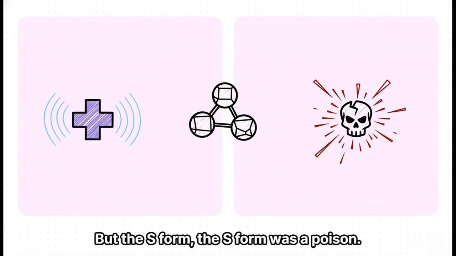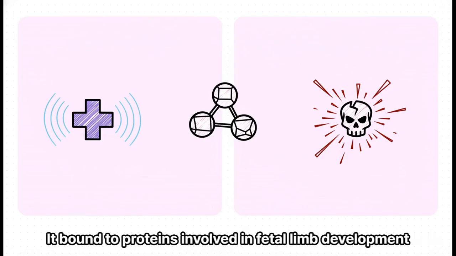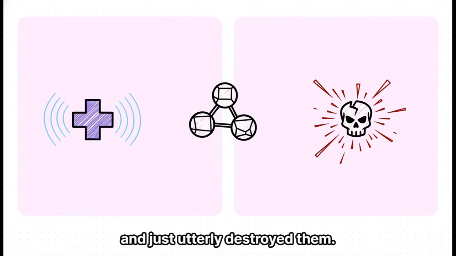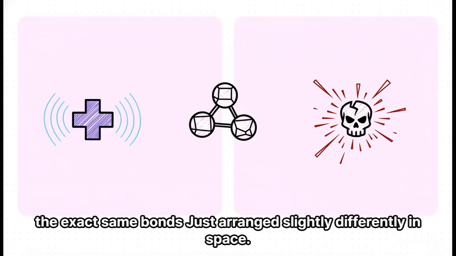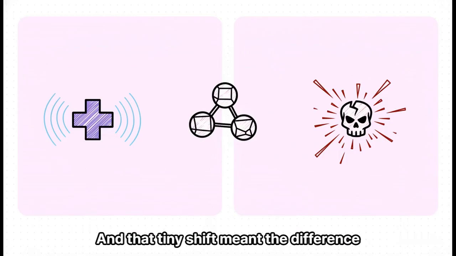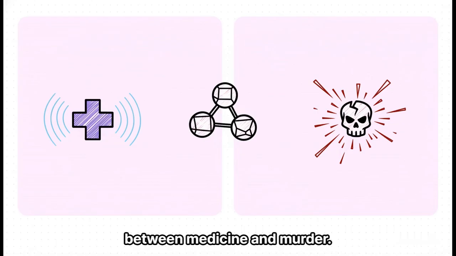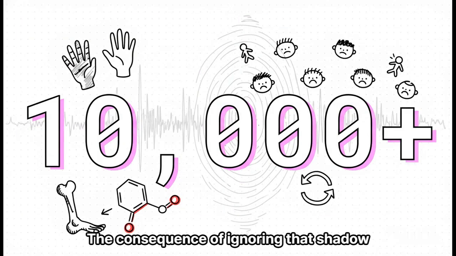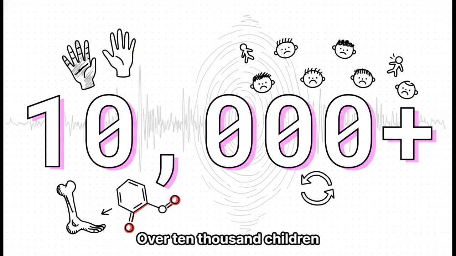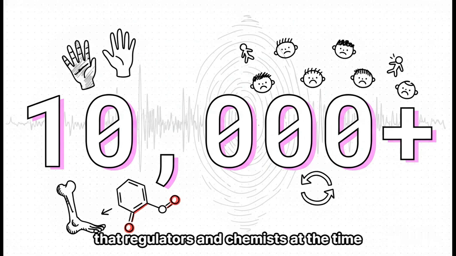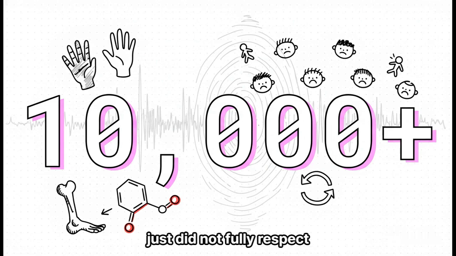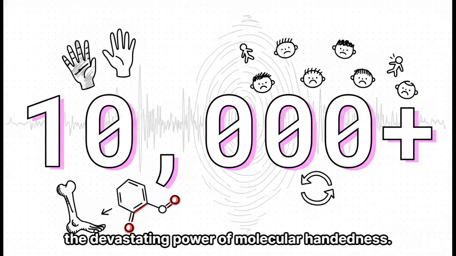But the S form was a poison. It bound to proteins involved in fetal limb development and just utterly destroyed them. We're talking about the exact same atoms, the exact same bonds, just arranged slightly differently in space. And that tiny shift meant the difference between medicine and murder. The consequence of ignoring that shadow twin was absolutely catastrophic. Over 10,000 children were born with missing or severely malformed limbs. It was a seismic shock to the entire world, a tragedy born entirely from the fact that regulators and chemists at the time just did not fully respect the devastating power of molecular handedness.